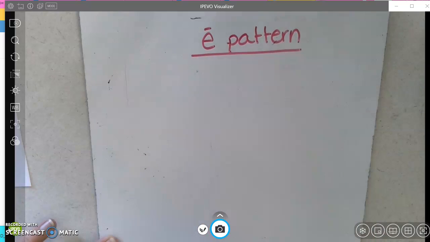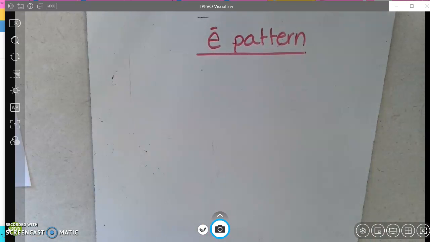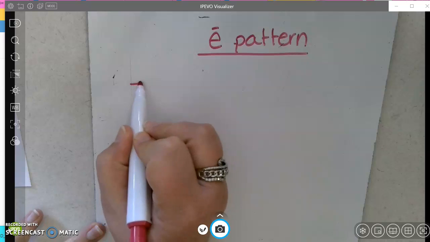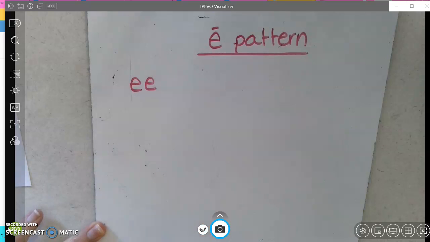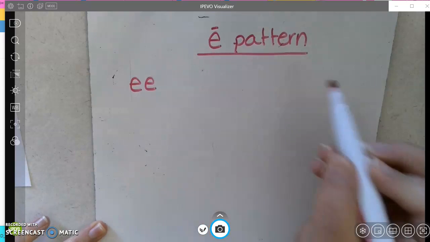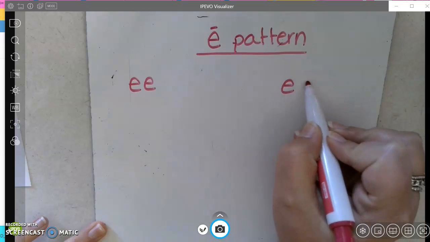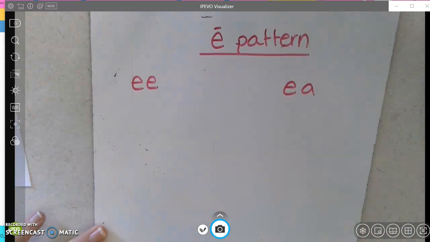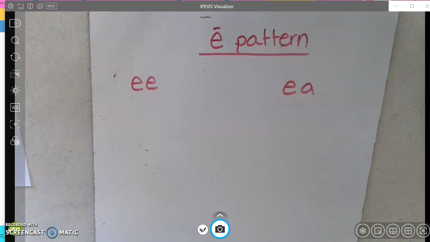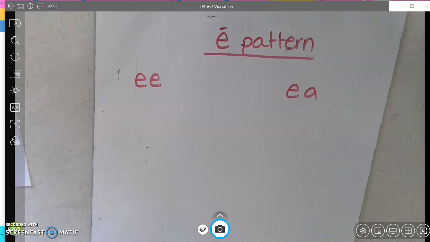Some of the ways that we can see long E's is if there's two E's together. Another way that we see long E is if there's an EA. So these are two ways that we get long E's, okay?